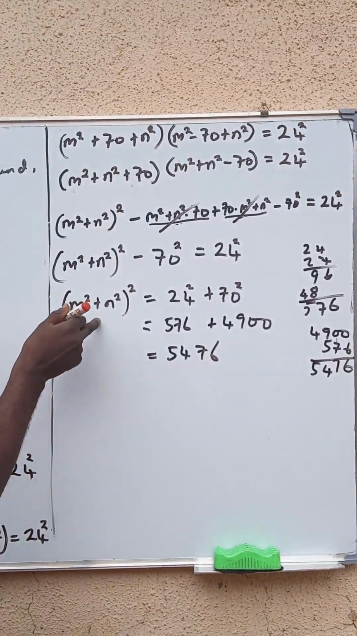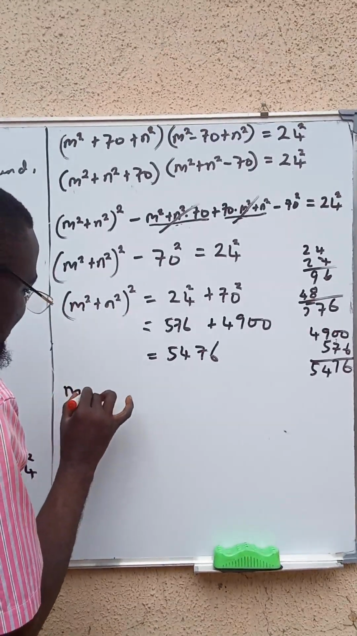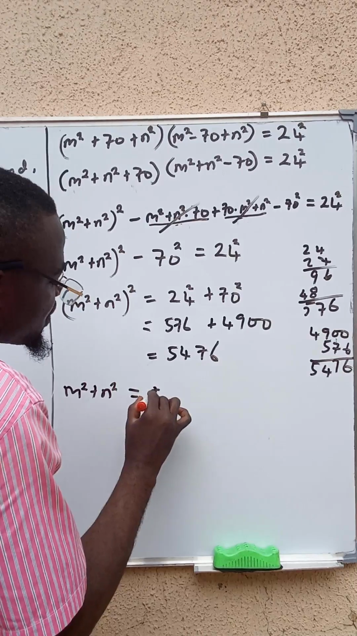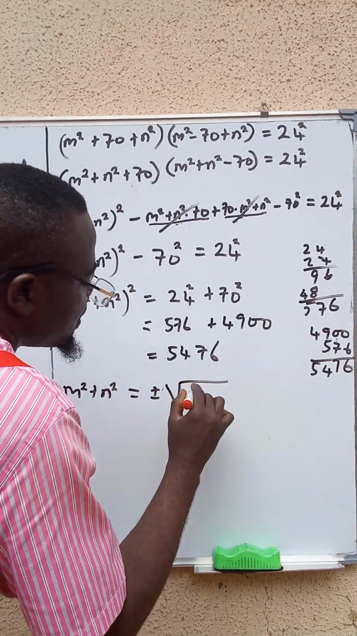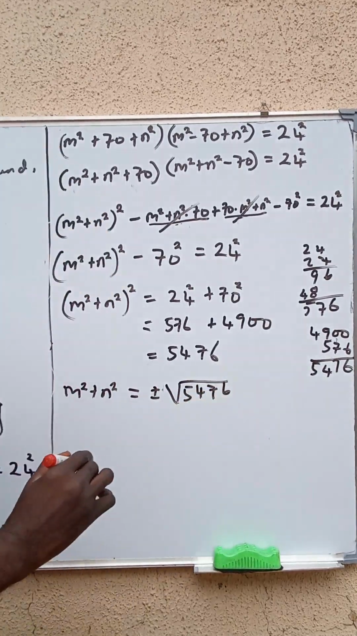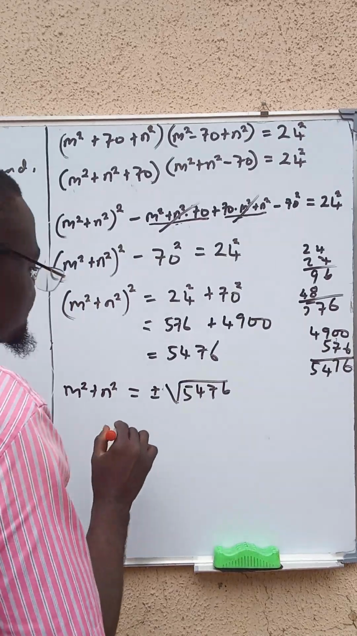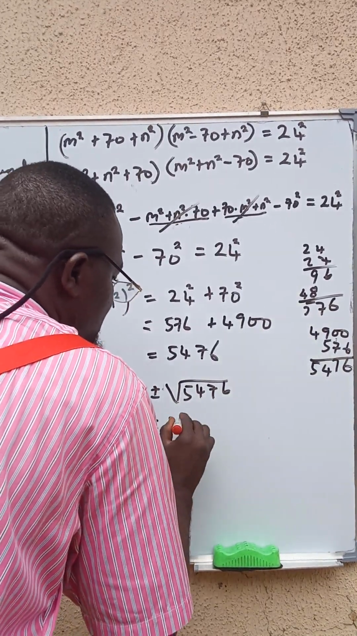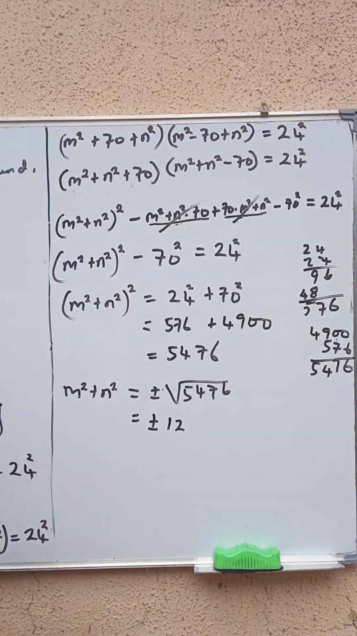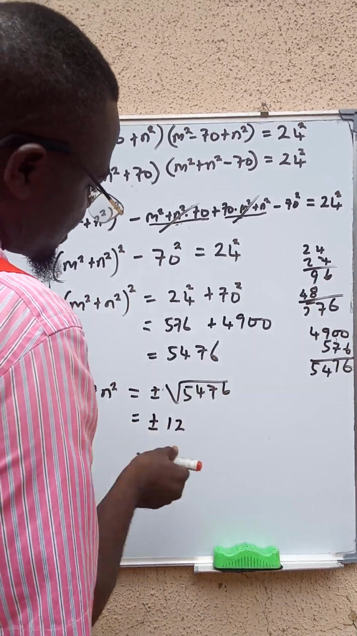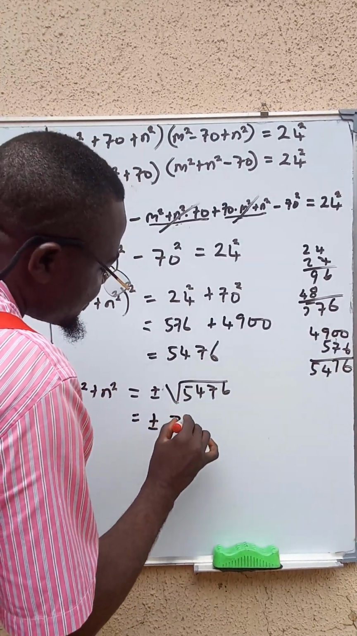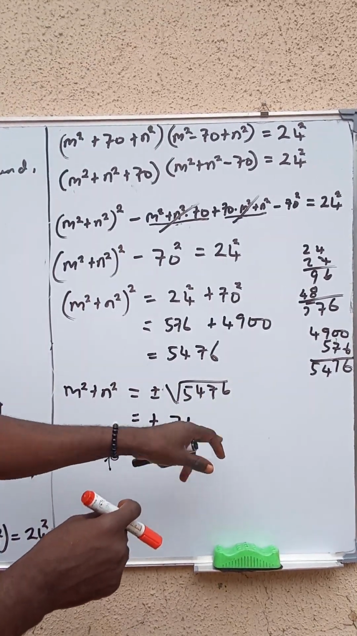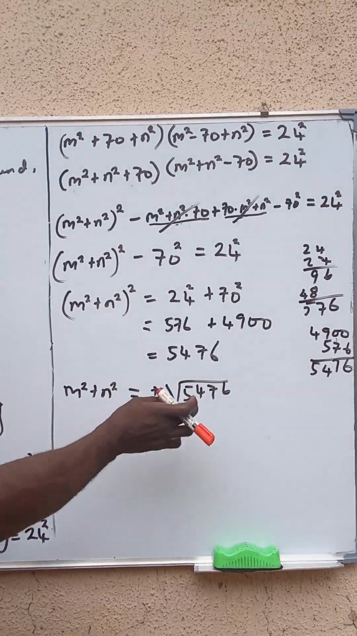Good. So this very one now, what I'll have here, that means my m squared plus n squared will now give me plus or minus the square root of 5,476. So this will now give me what? Plus or minus 74. You know, in mathematics we take the positive one. That is 74. Good. Because if you multiply 74 by 74, it will give you 5,476.